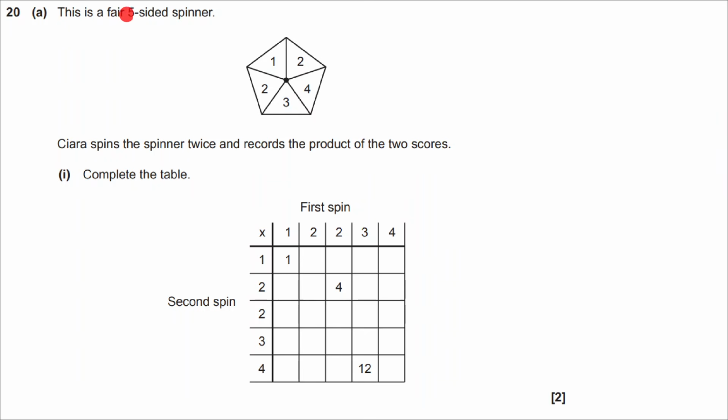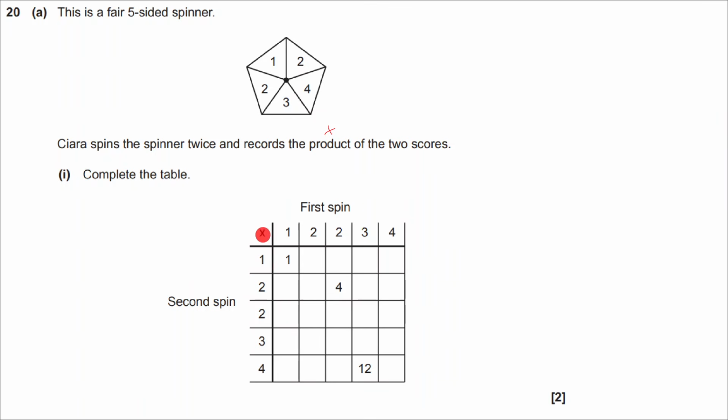This is a fair 5-sided spinner. Kiara spins the spinner twice and records the product, which means you're multiplying the two scores together. Complete the table. You can see here you've got the first spin, with 1, 2, 2, 3, 4, which are the numbers on your spinner, and you've got the second spin over here. You multiply the two scores together to give you your score.